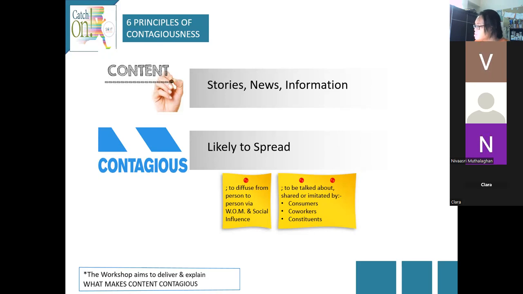So, what you want to understand is what makes content viral, or another term for it is contagious. By content, I mean stories, news, information. And by the term viral or contagious, what I mean is it's likely to spread. What we want is for that particular content to spread from one person to the next through word of mouth and through social influence. And we want those things to be talked about and shared or imitated by consumers, co-workers, constituents. That is basically the main aim of this particular workshop.